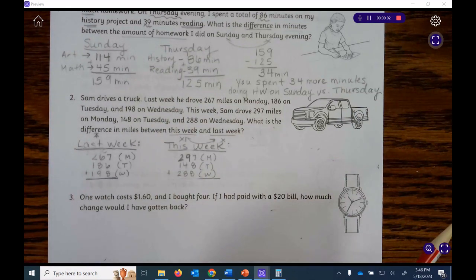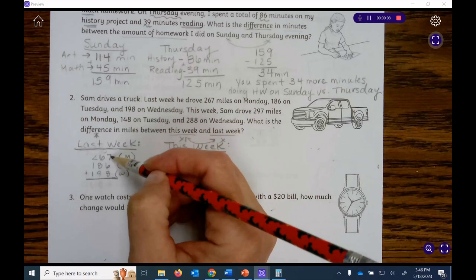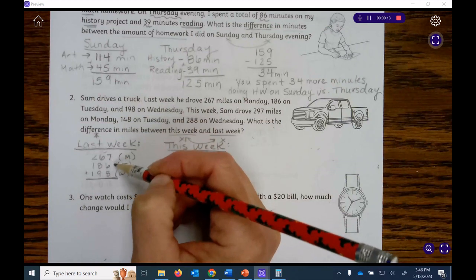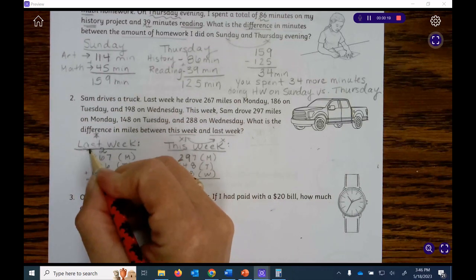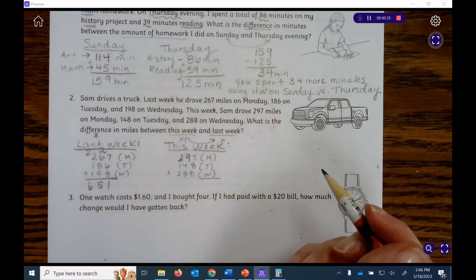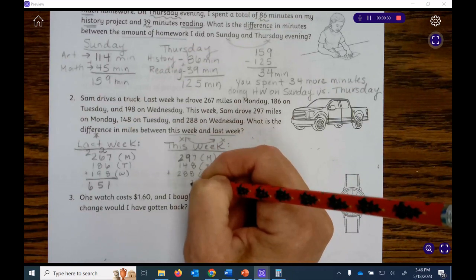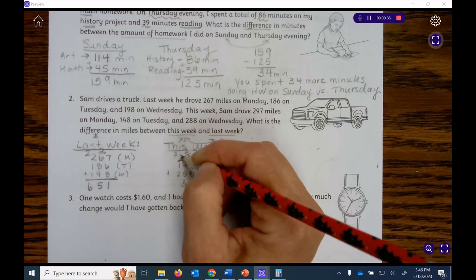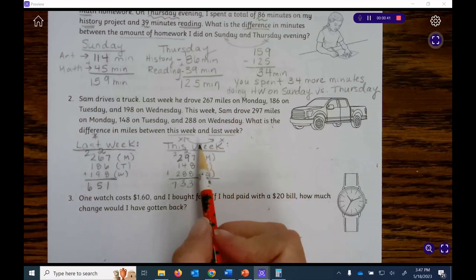Now we're going to add the total miles for last week. So we add 7 plus 8, 16, 17. 651 miles, and then we get 733 miles. So we need to find the difference between the 2 weeks.